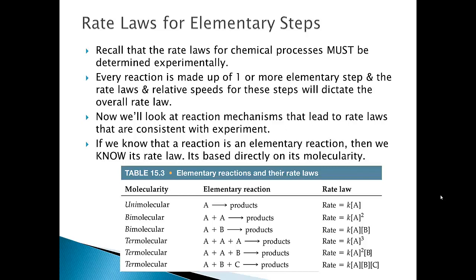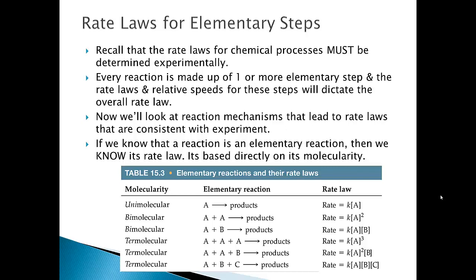Let's recall that the rate laws for chemical processes must be determined experimentally. Every reaction is made up of one or more elementary steps. The rate laws and the relative speeds for these steps will dictate the overall rate law. We'll look at the reaction mechanisms that lead to rate laws that are consistent with the experiment.